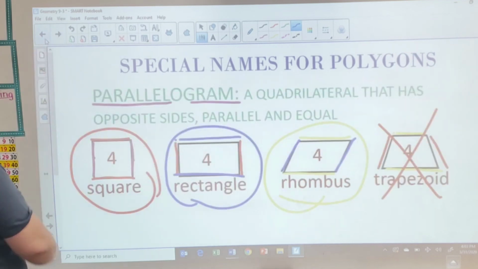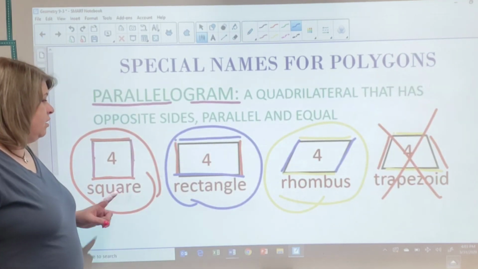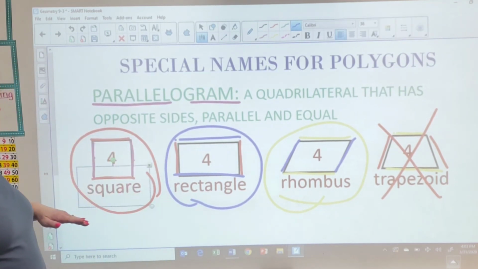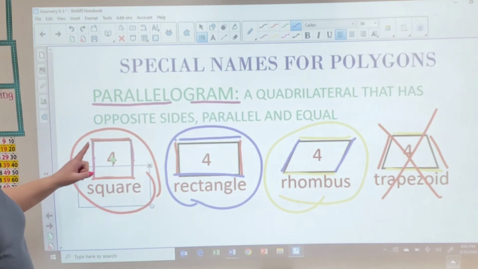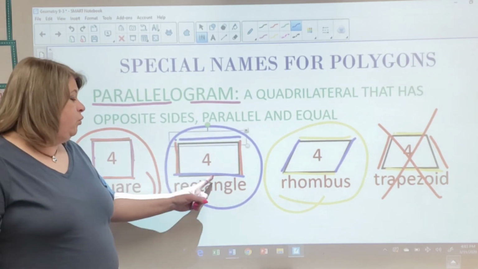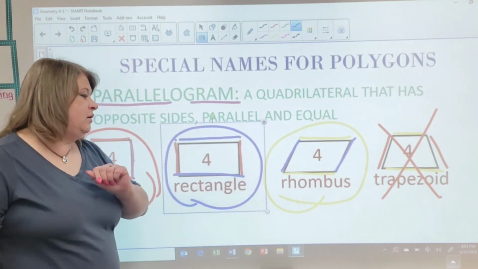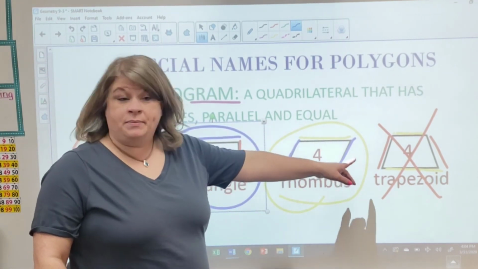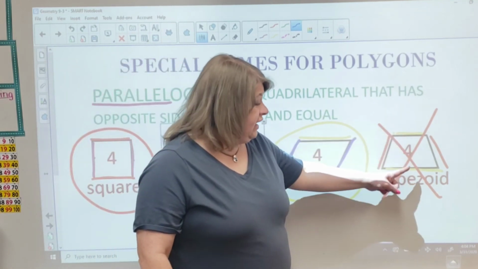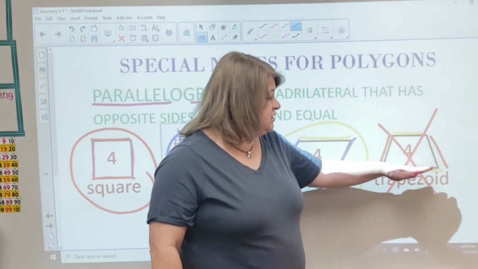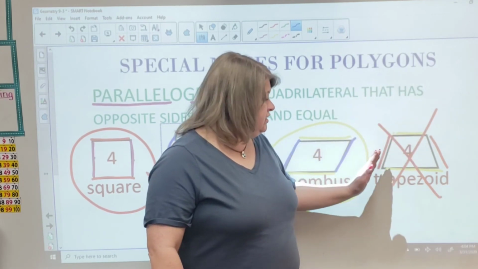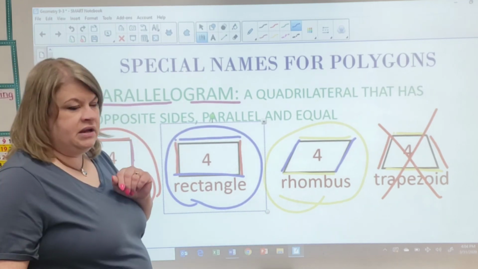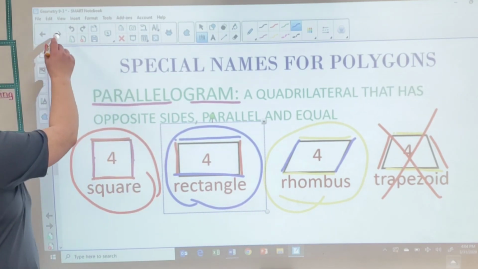There's one more thing. A square is also a parallelogram because opposites are equal and parallel. Opposites are equal and parallel. But not the trapezoid. They are not equal. They're parallel this way, but they're not equal. This side, they're equal, but they're not parallel. So that is not a parallelogram.